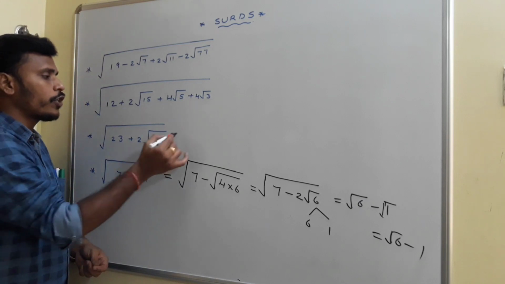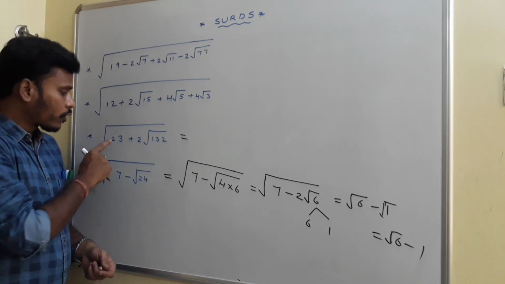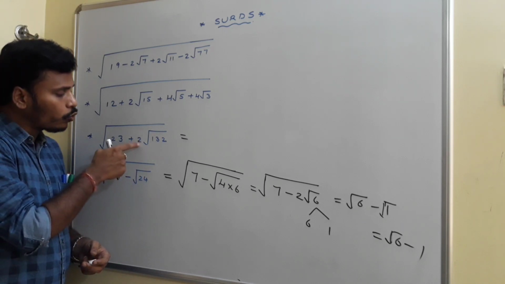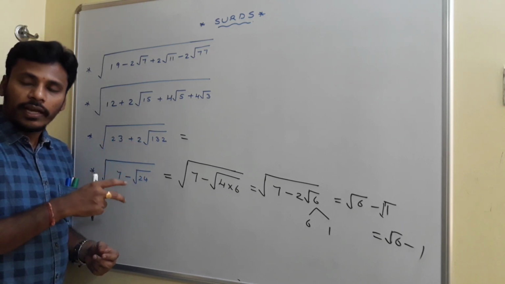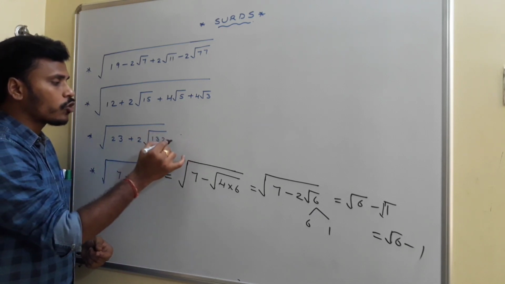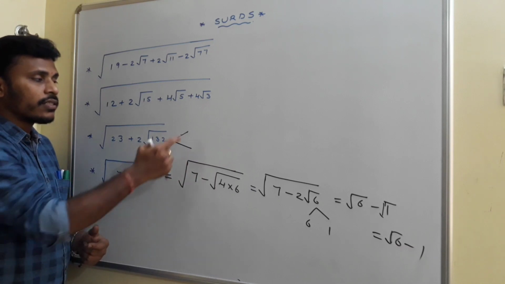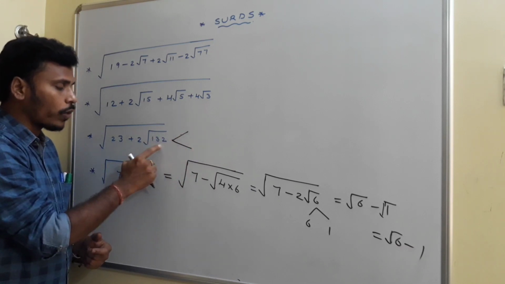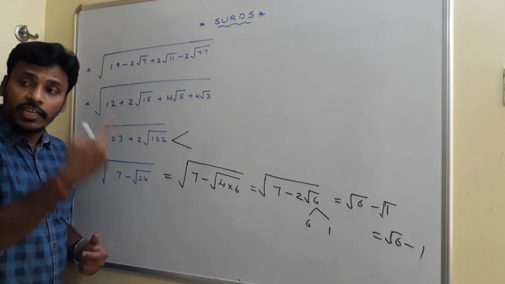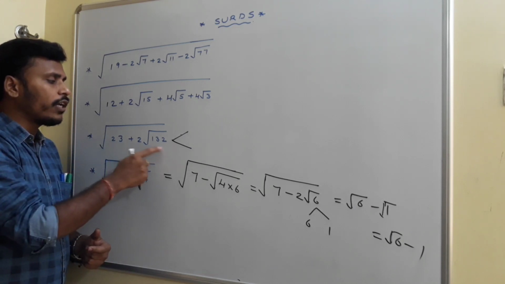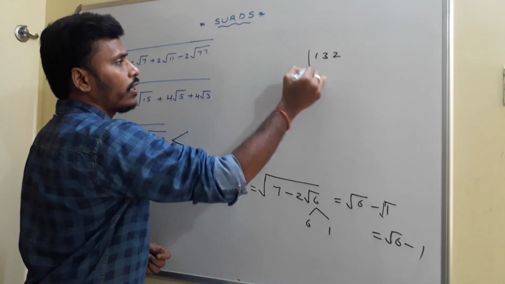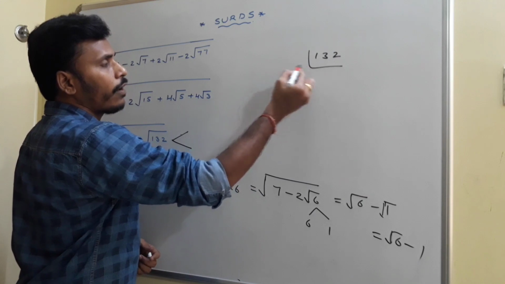In the same way, if you wish to solve this problem, what is it? Square root of 23 plus 2 root 132. Here 2 is already prepared, so no need to make that 2. Since we already have 2, now your target is to select a pair of numbers whose product is this 132 and whose summation is 23. You need to search for such a pair, right? If you need, just try to factorize this 132.